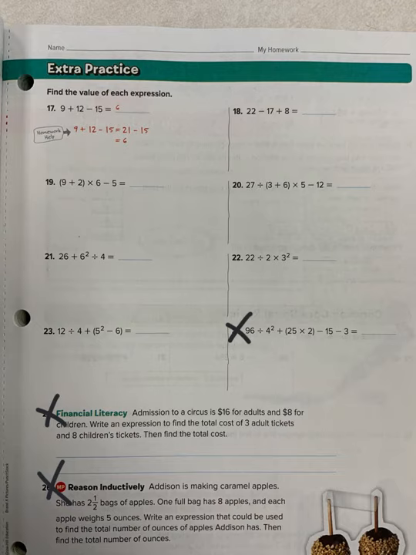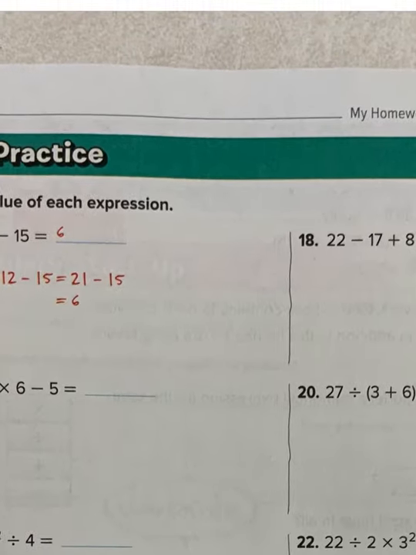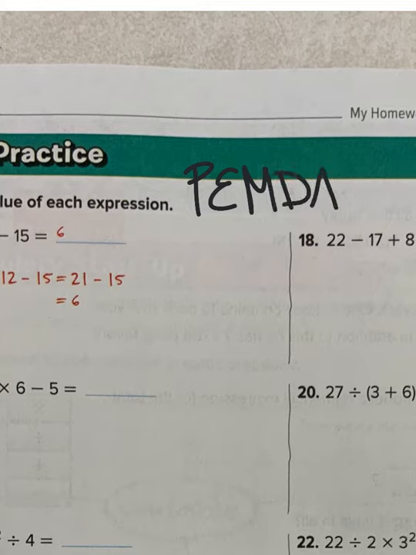Now for page 2, same thing, we're going to find the value of each expression, so we're going to do our order of operations. At the top of my page, I'm going to write down my PEMDAS again so I remember what the order of my operations is. Again, that's parentheses, exponents, multiply and divide from left to right, and then add and subtract from left to right.